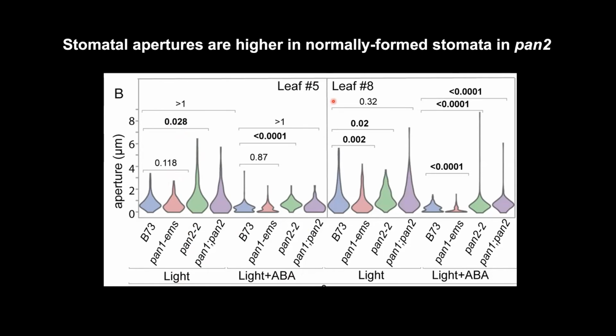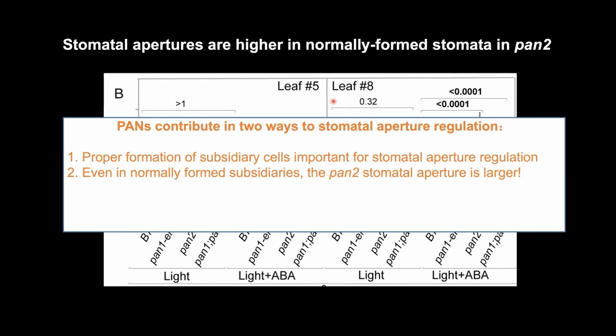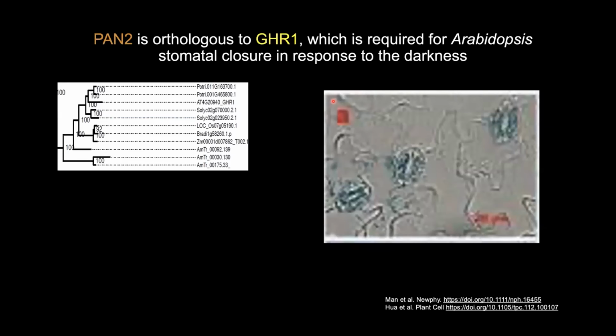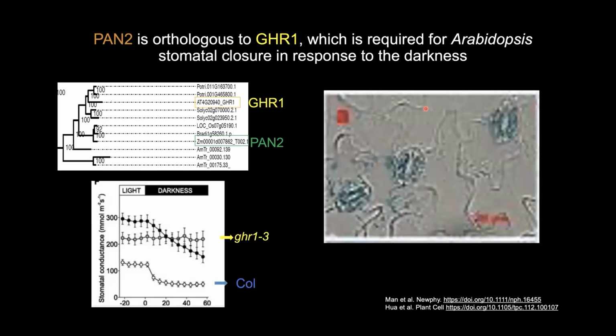And then I read some literature to try to understand how PAN2 works differently from PAN1. We found that PAN2 has a one-to-one ortholog, GHR1, in the model plant Arabidopsis. Previously, people found it is expressed in mature guard cells, and in the GHR1 mutants in Arabidopsis, there was a defect of stomata closure. So we wanted to know if PAN2 has a similar expression pattern to GHR1 in maize.